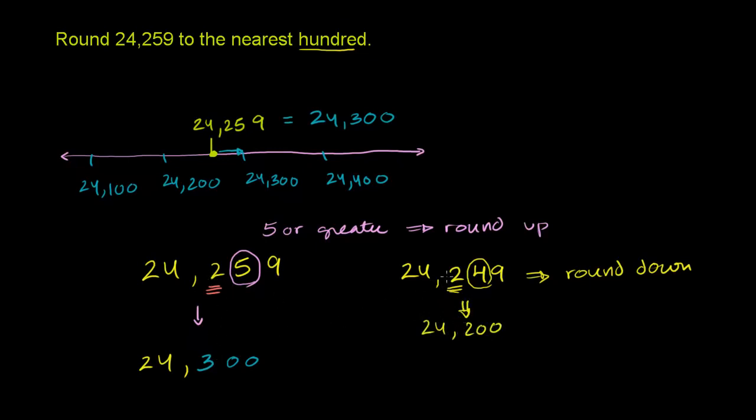And it makes sense. 24,249 is going to be sitting right over here someplace, so it's going to be closer to 24,200. 24,200 would be the nearest hundred when we round down. In the case of the problem, 24,259, the nearest hundred is 24,300. We round up.